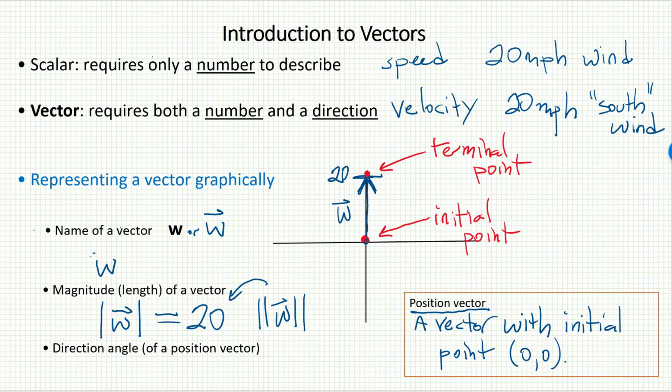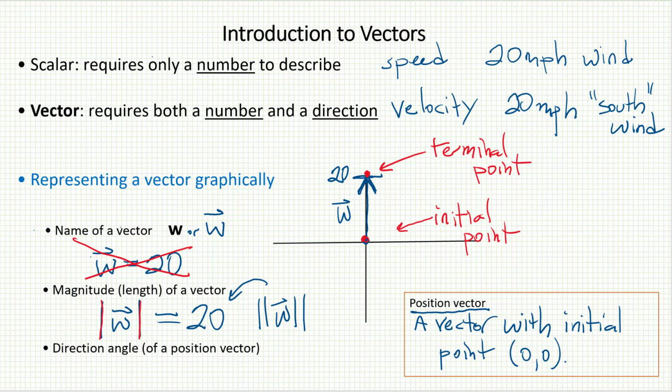What you cannot write is this. A vector is not a number. W with the little arrow symbol on it refers to the entire arrow, not merely the length. So if you want to talk about the length, you have to use the vertical bars.